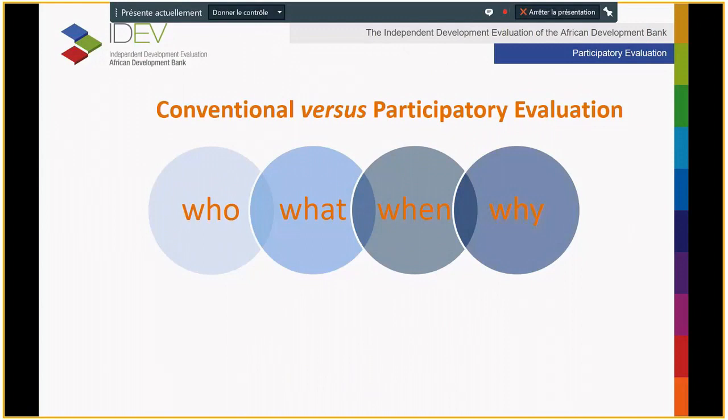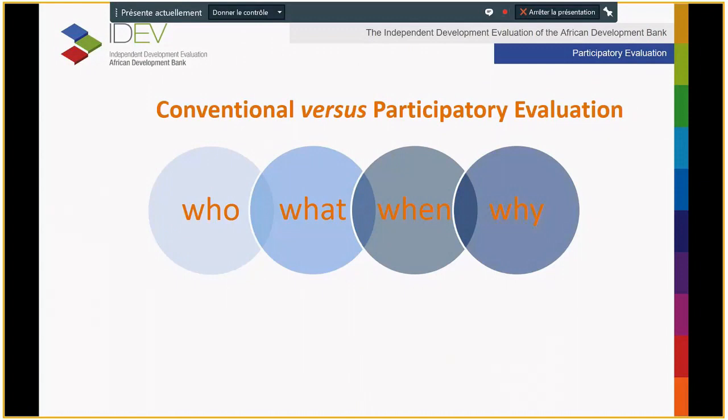And also the evaluation can occur at the midpoint of an intervention or a program, or when the intervention is completed. This is a useful evaluation when we are seeking an independent judgment of a program or intervention. Conventional evaluation usually responds to an accountability purpose.